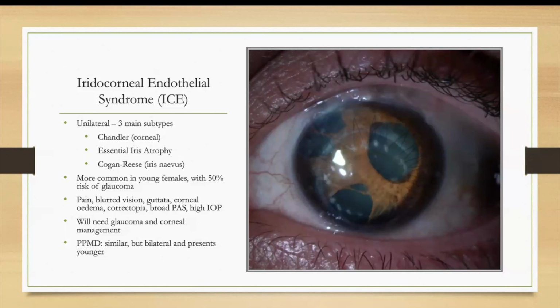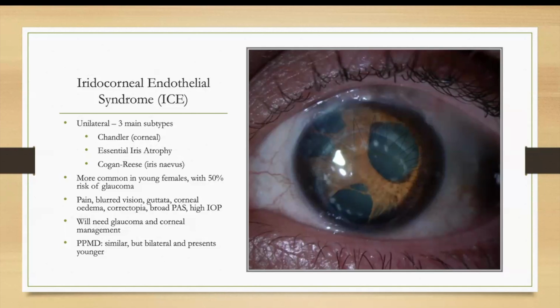And then if they do develop high pressures because of what's going on at the angle, then again, pain. They can have high pressures and they will need both the glaucoma and corneal elements of their disease managed. So this is a patient here that you can see in the picture on the right hand side. This is a patient who's had a previous graft, probably secondary to that endothelial dystrophy with ICE, and they've got correctopia as well because of that iris atrophy. So they have a mixed picture in terms of what their iridocorneal endothelial syndrome is in this specific patient. And what you'll find specifically is that the other eye will be normal.